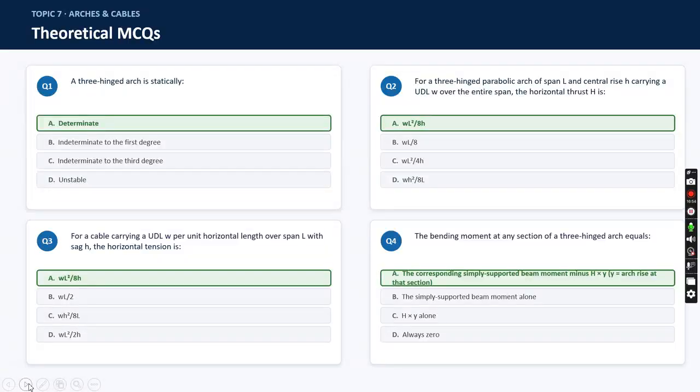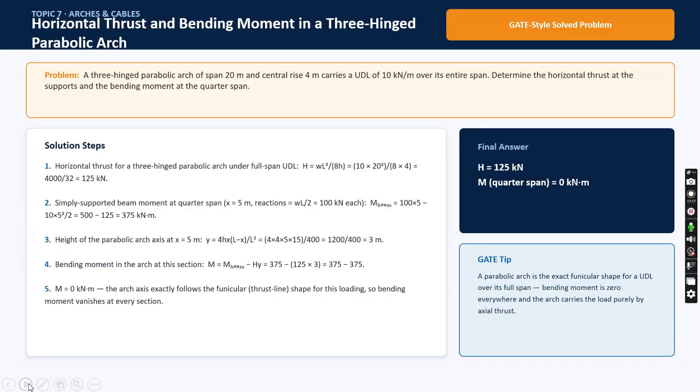For a cable carrying UDL W per unit horizontal length over a span L with sag H, the horizontal tension is given by WL square by 8H. Option A is the right answer. Bending moment at any section of a 3-hinged arch equals the corresponding simply supported beam moment minus H into Y, where Y is the arch rise at the section. Option A is the right answer.